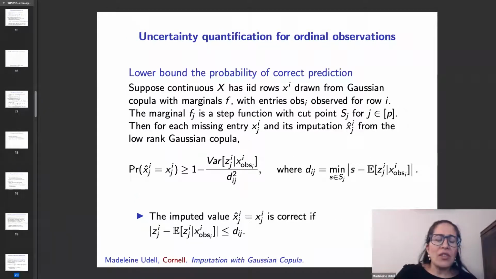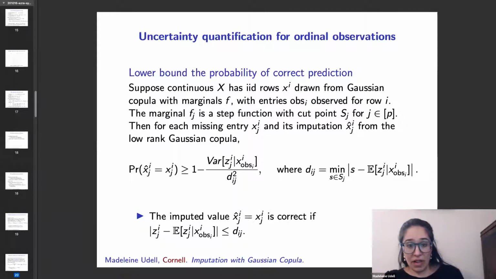You can also quantify the uncertainty for ordinal observations, and that's a little bit funnier, because it's not clear that a confidence interval is actually the right notion for ordinal observations. Instead, you might be more interested in the probability that your imputation is actually correct. And what's cool is you can bound the probability that your imputation is correct using the variance of the latent Gaussian z-value given the observed x value.